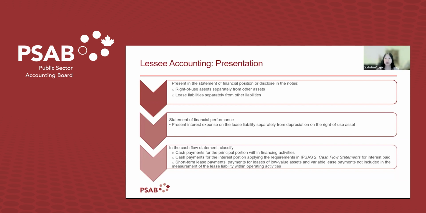And finally, for payments of short-term leases, leases of low-value assets, and variable lease payments not included in the measurement of the lease liability, these should be classified within the operating activities section of the cash flow statement.